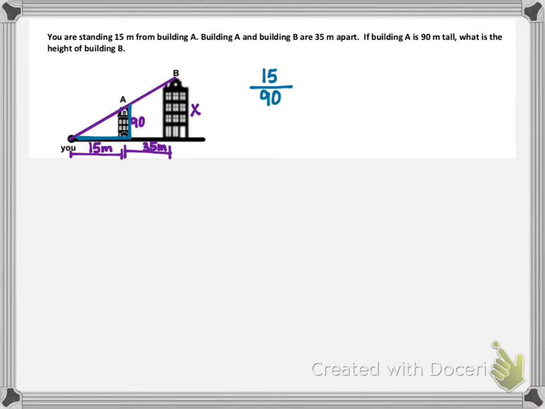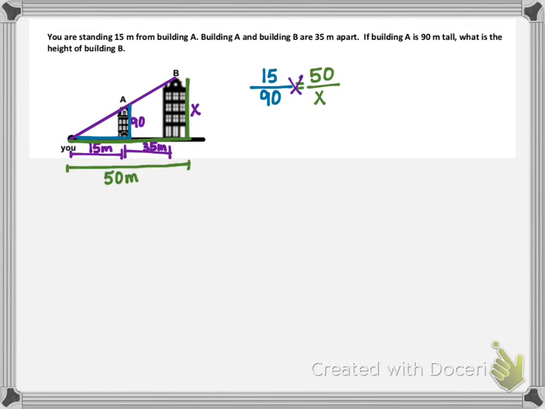Now let's take a look at this other triangle. Now I am not just 35 meters away, but 15 and 35 meters away. So that full distance is 50 meters. So my distance away is up on top. So my 50 is going to go up on there with my distance away. And then I have the height of the building that I'm trying to find over here, and that's x.